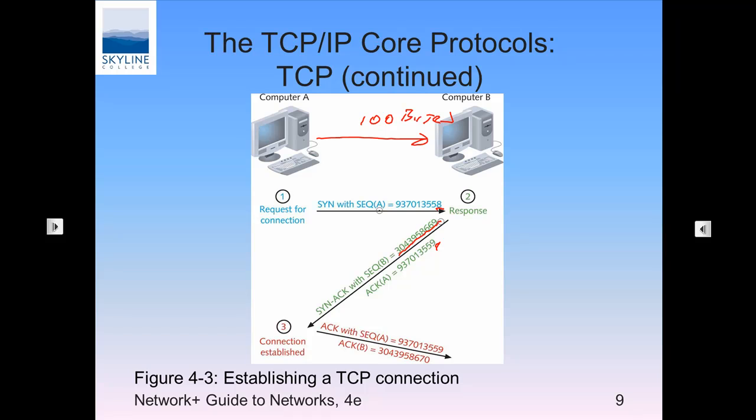And we acknowledge again with the phantom byte from the 69 to the 70. And the sequence number, it says acknowledge with sequence number. The sequence number here is the same as the acknowledgement number in the previous packet.